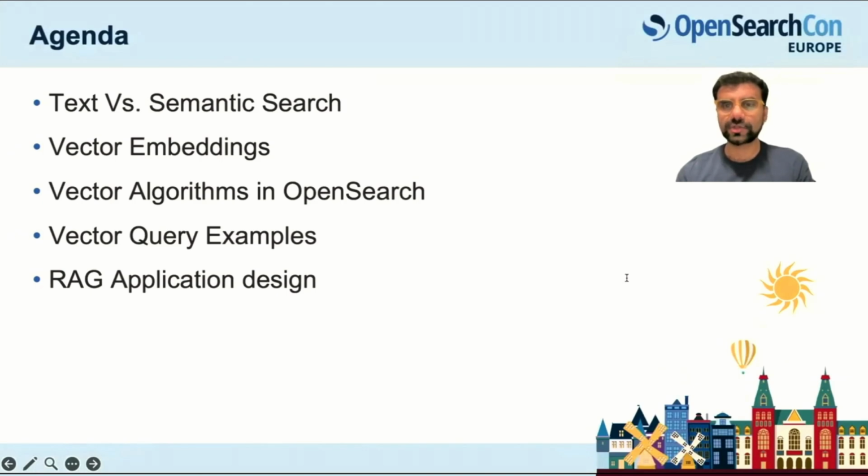Today's session is structured in 5 parts. I will go over how text search is different from semantic search. Then we will look at the role of vectors for semantic searches. We will also review algorithms available in OpenSearch and some of the parameters that you can use for tuning your semantic queries. Finally, we will look at an example, after which Parth will bring these concepts together and walk you through the design of how you could build a RAG application using OpenSearch as your vector store.